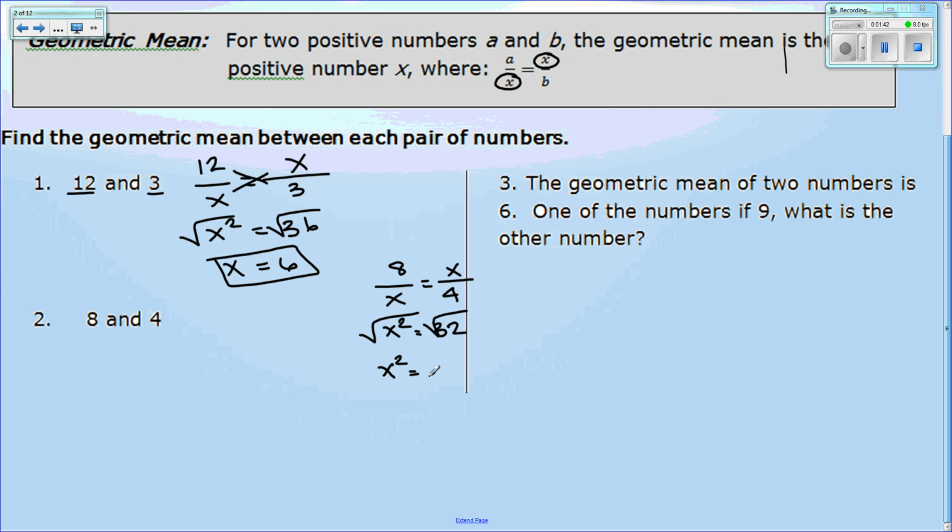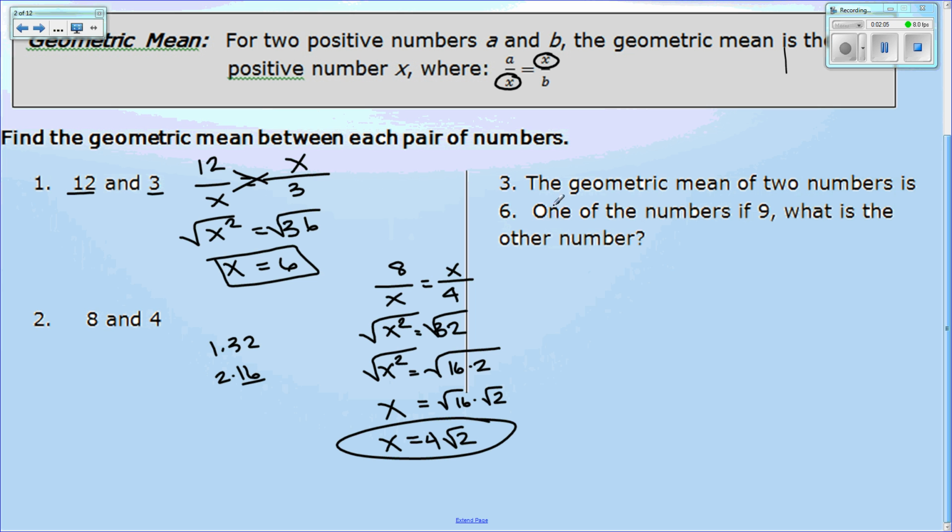The square root of 32, remember, 1 times 32, 2 times 16. Oh yeah, 16 is in our list. So that means 16 times 2. Take the square root of that side. So you get x equals the square root of 16 times the square root of 2. X is 4 square root of 2.